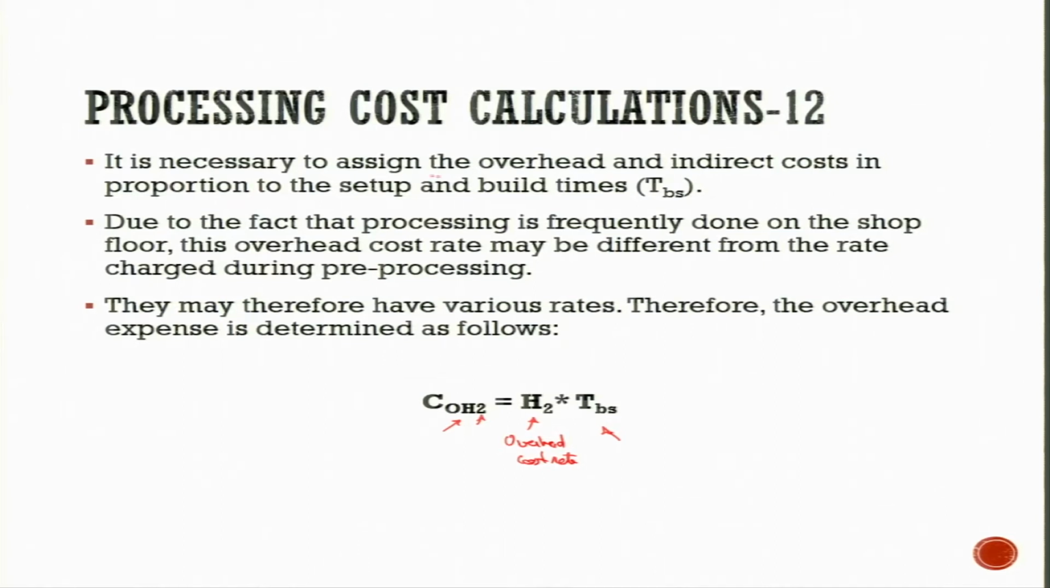It is necessary to assign the overhead and the indirect cost in proportion to the setup and build times. Due to the fact that processing is frequently done on the shop floor, this overhead cost rate may be different from the rate charged during the pre-processing, because pre-processing only happens in the offices where we have the computer setup only. The processing might take small tools, small other setups, and might be conducted here on the machine itself, the processing overheads. So they may therefore have various rates, therefore the overhead expense is determined as follows.